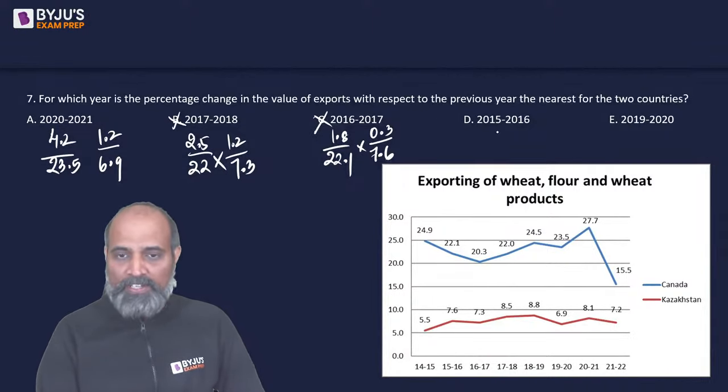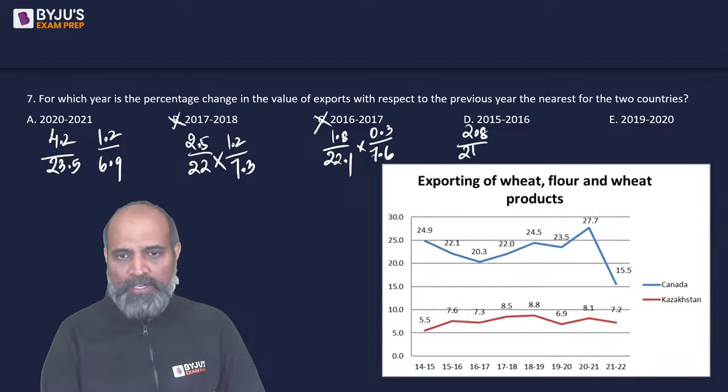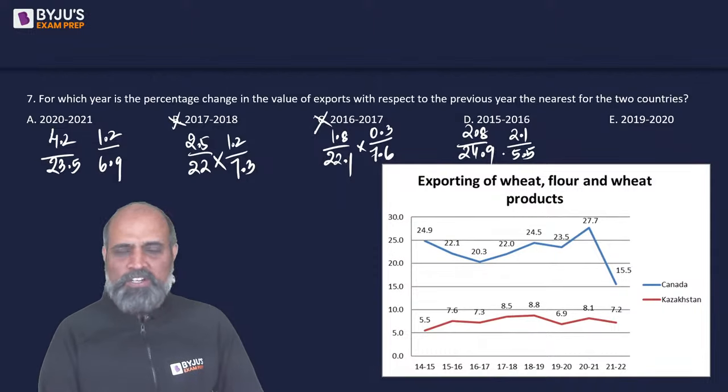Option D, for Canada 2015-16 there is a dip of 2.8 over 24.9, while for Kazakhstan there is an increase of 2.1 over 5.5. So numerator they are very close but denominator is very, very far, so D will again not make sense.